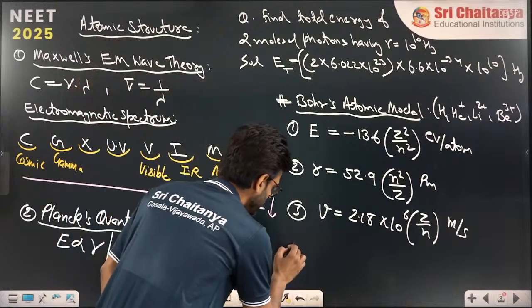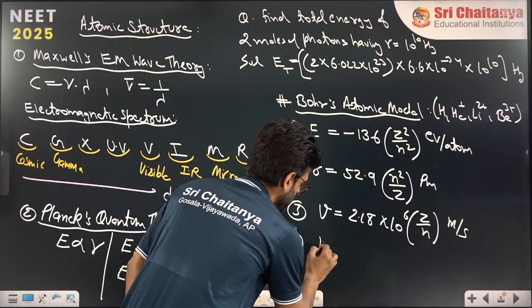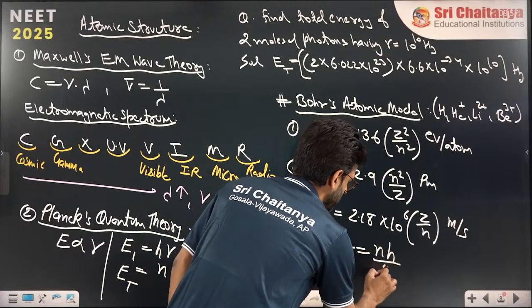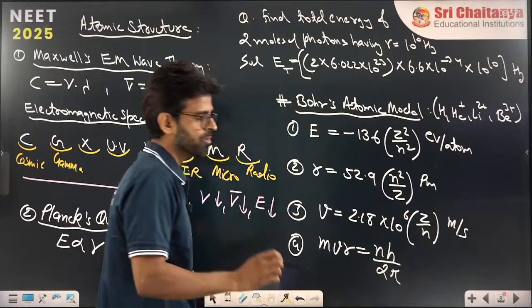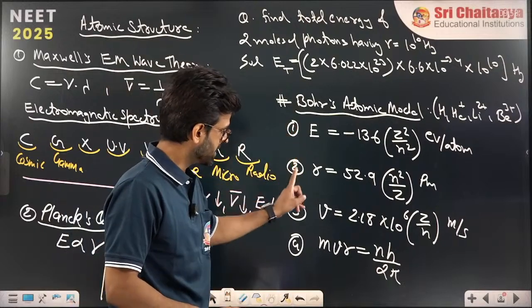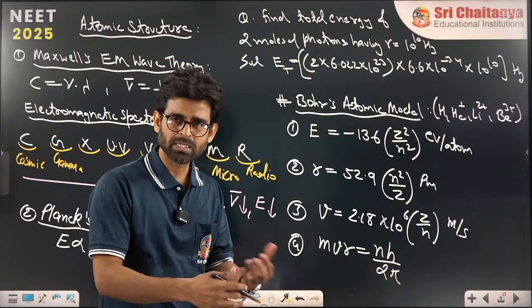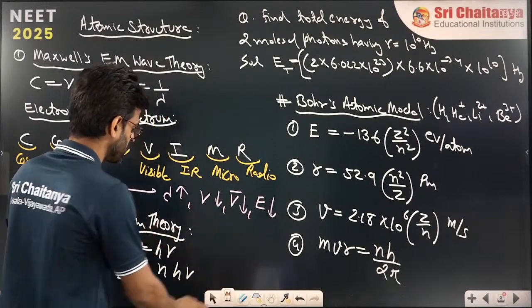Next thing, the fourth one, the angular momentum. We discussed about it: mvr equals nh by 2 pi. So these are the formulas: energy, radius, velocity, and angular momentum. Some extra points are there. We will discuss about it. First of all, let us see.